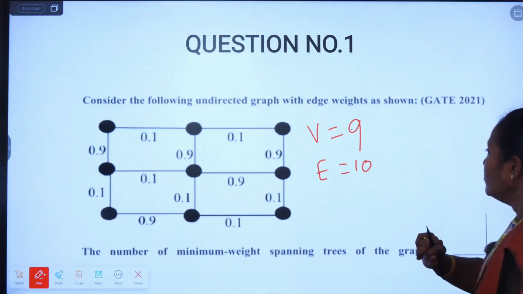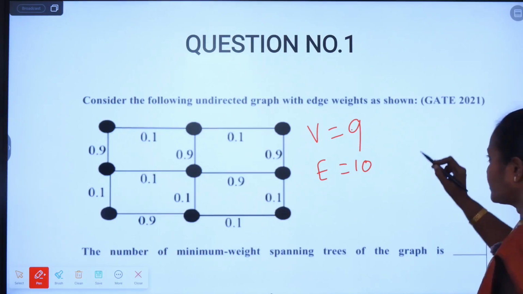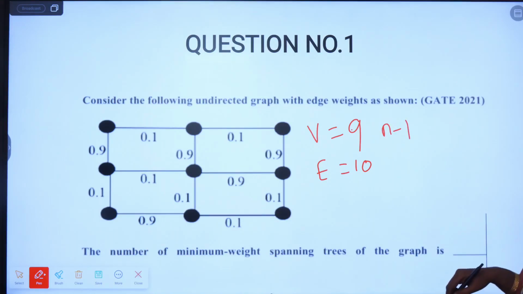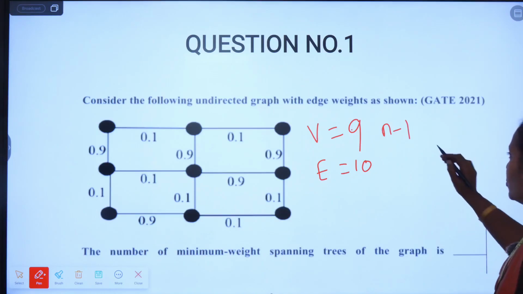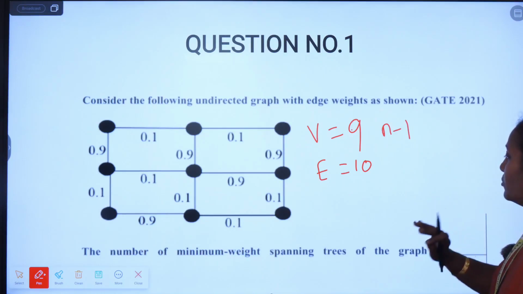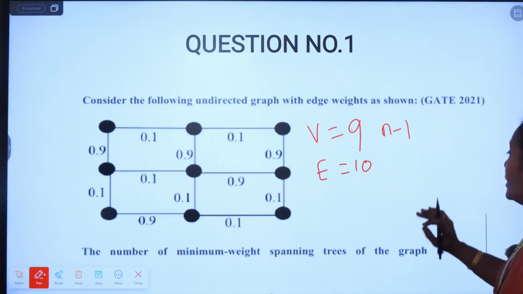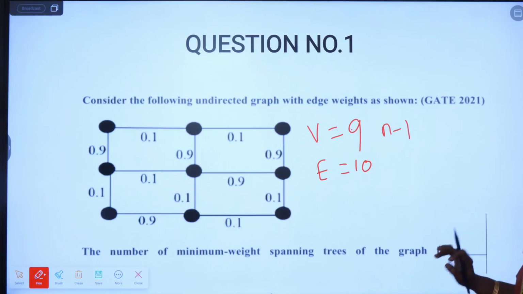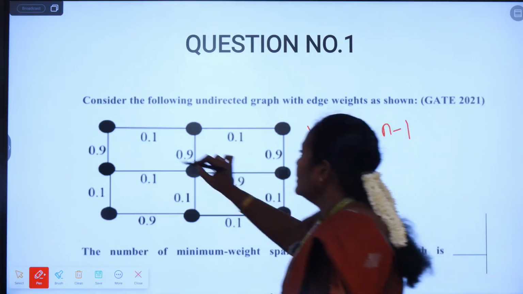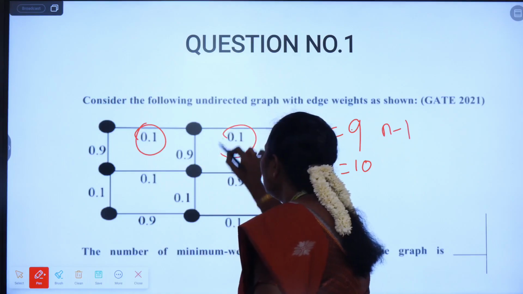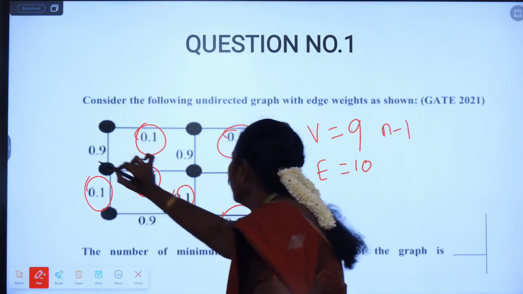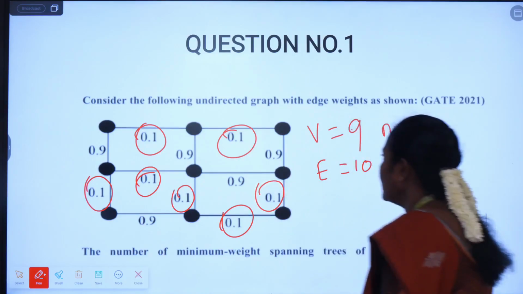So what is the condition we have? The formula is n minus 1. What is the n here? I will tell you later. So here we are going to find the number of minimum weight spanning trees for this particular graph. First, what we are going to consider: the minimum weight here is 0.1. So we are going to consider all these edges here.